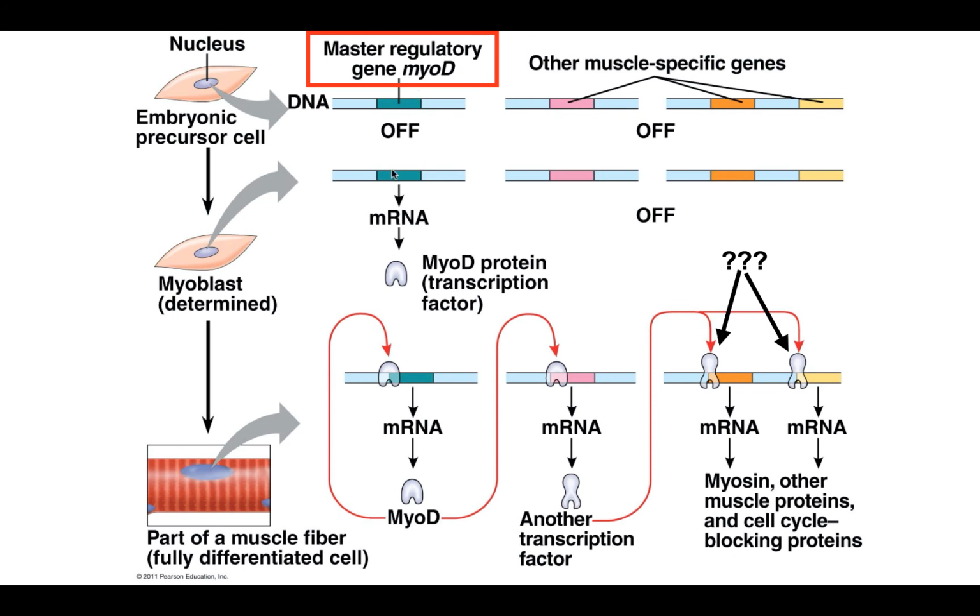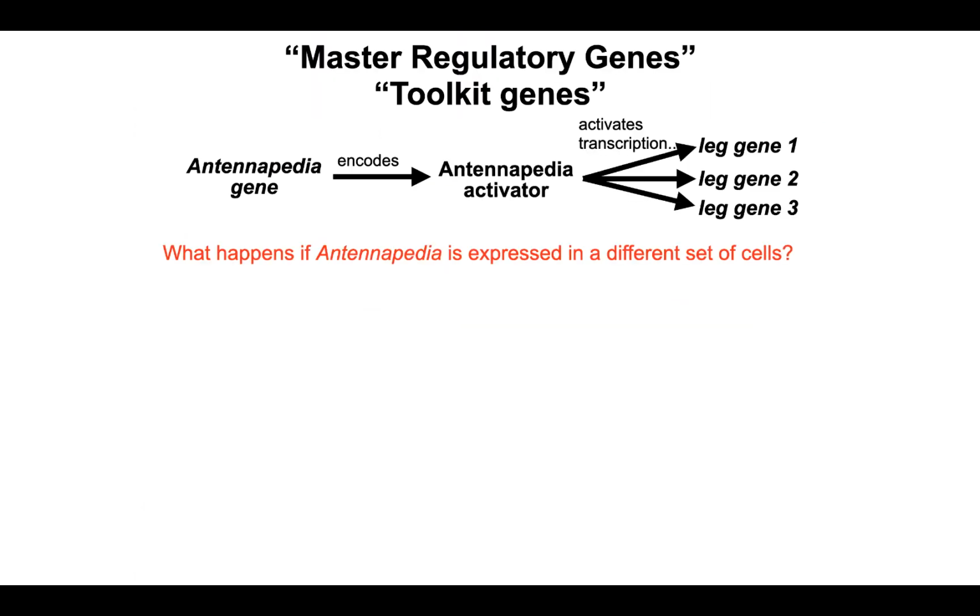This is MyoD. And MyoD is a master regulatory gene in that it expresses an activator that turns on all of the genes necessary to become a muscle cell. Master regulatory genes are absolutely essential for development. Another master regulatory gene is called the antennapedia gene, which encodes the antennapedia activator. That's a transcription factor, right? That's our specific transcription factor, our activator, our trans factor, and it binds to control elements that turn on all of the various genes necessary to turn cells into leg cells.